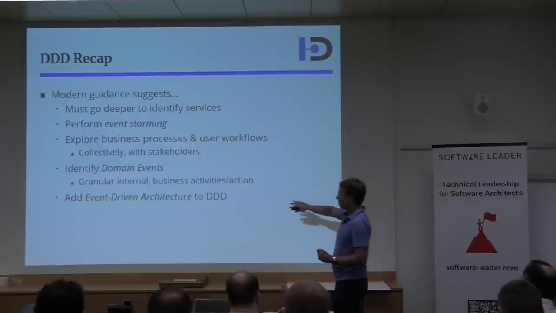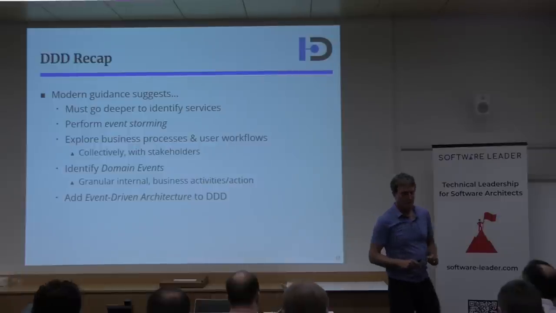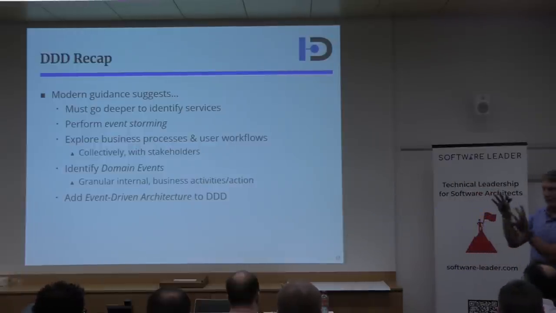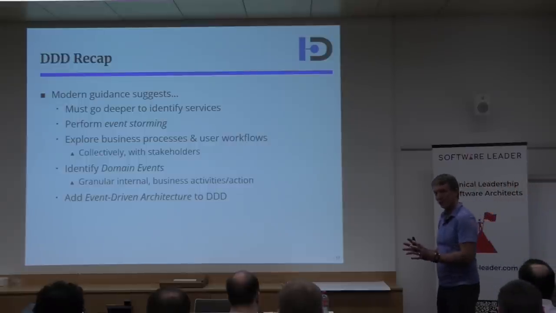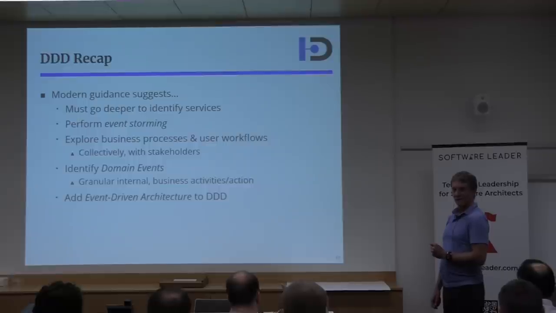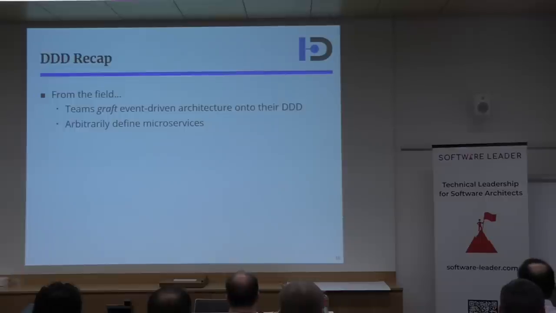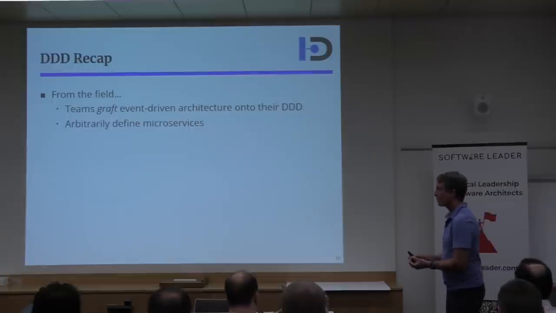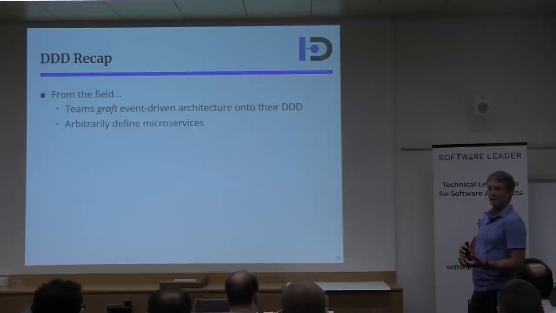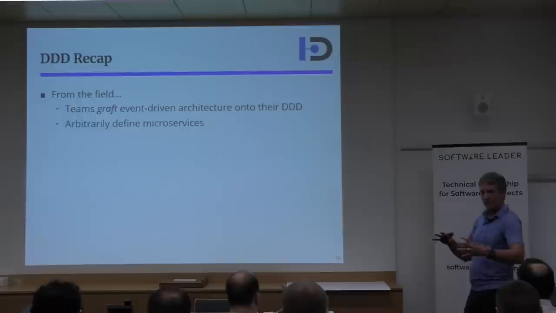So what happens now is we're joining what is called event-driven architecture, an architectural concept, with the analysis portion from DDD and trying to blend the two. Make sense so far? What you've experienced yourselves? Yeah? When I observe teams that try to do this, they end up trying to graft the event-driven architecture onto their DDD analysis with this arbitrary definition of microservices, right? So you've got what might be a really good DDD analysis from a domain perspective that now you're trying to morph into some kind of system architecture.